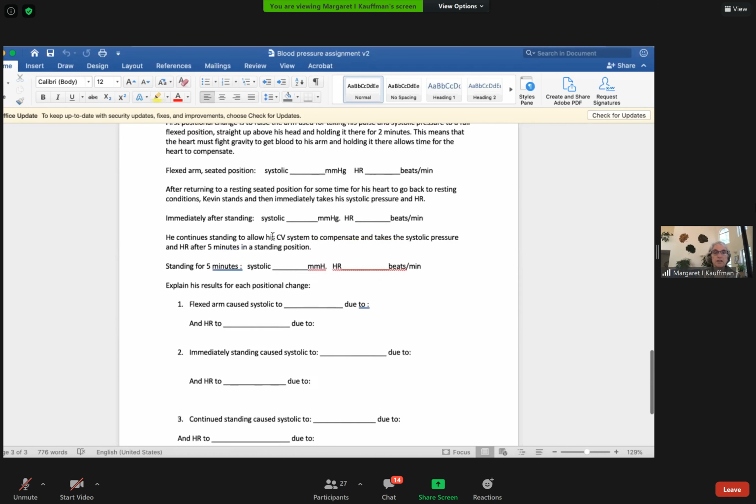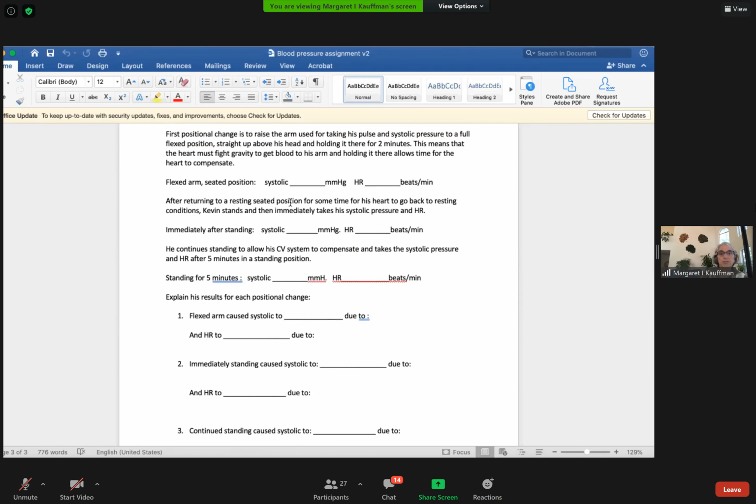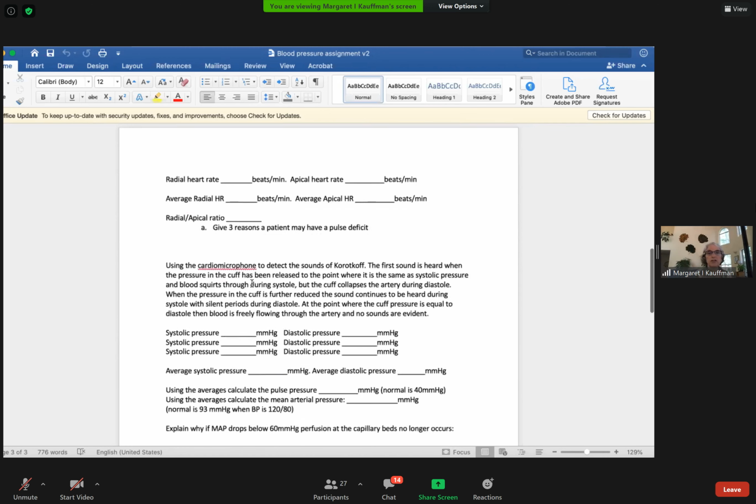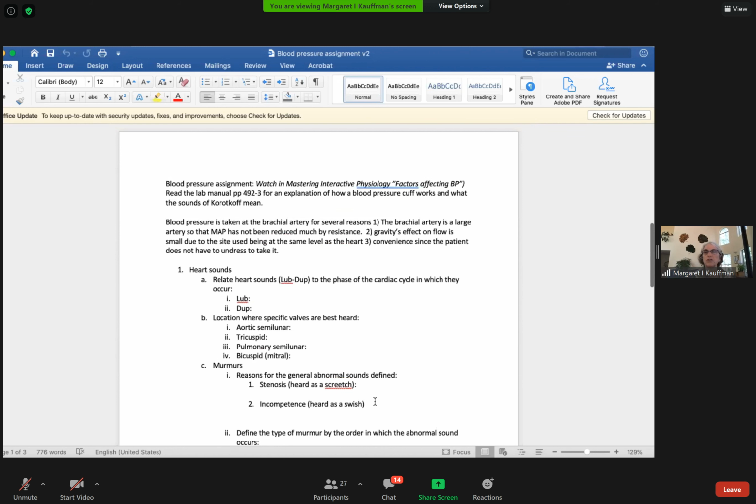He also does seated to immediately standing. Again, that's an orthostatic change. You'll see what happens immediately to his blood pressure, and then how it compensates 5 minutes later. So make sure you understand these, and I'll turn you loose to go do his video. If you have problems, you can let me know.